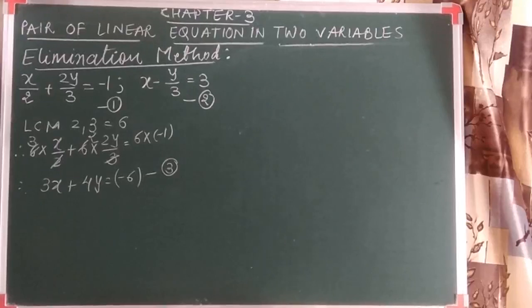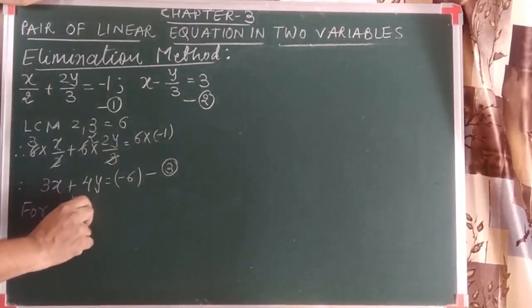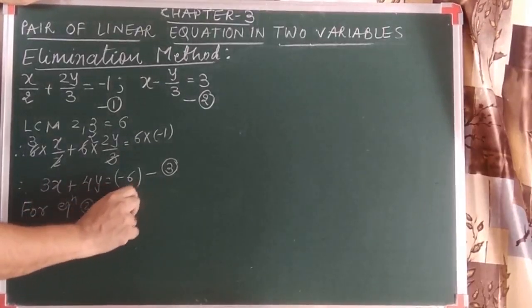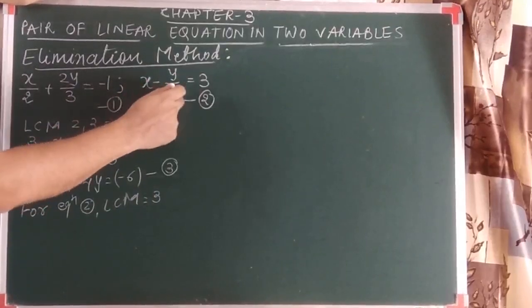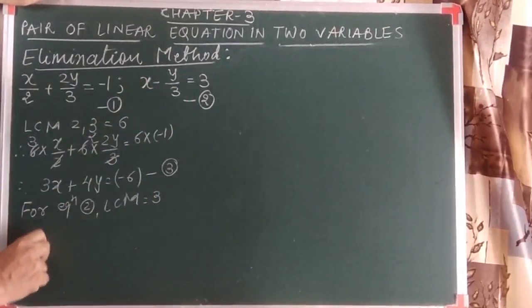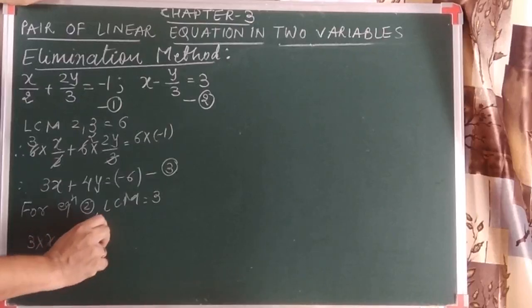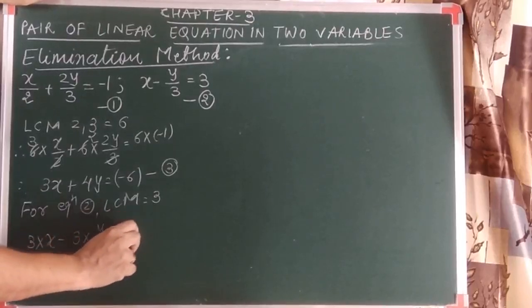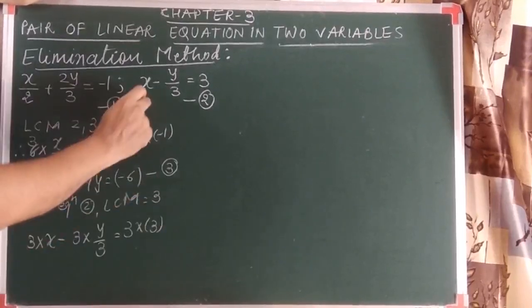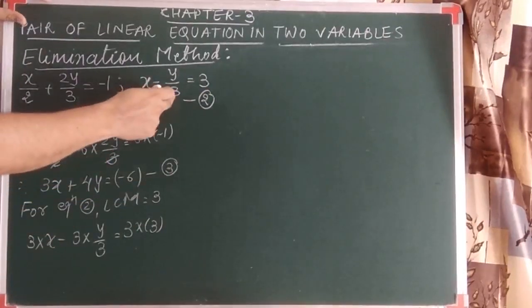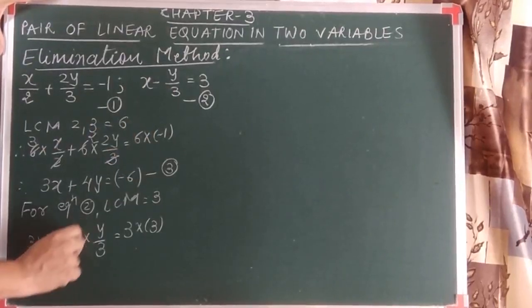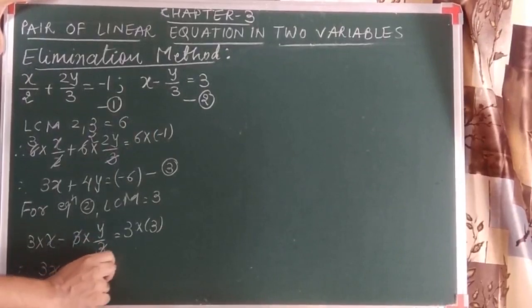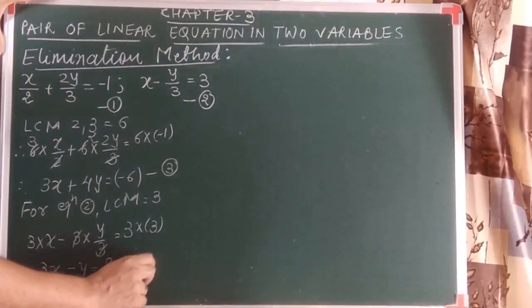Let's do the same for the second equation. For equation 2, the LCM would be 3 because it is only one number. So let us multiply all the terms of the second equation with 3. So 3 into x minus 3 into y by 3. I hope you are getting what I am doing. I am multiplying with the LCM to all the terms. Why? Because I want to convert this fraction into the integer. So now the equation is 3x, as 3 would be cancelled, minus y is equals to 3 3s are 9. This is my equation number 4.